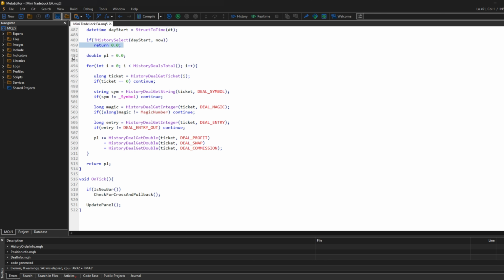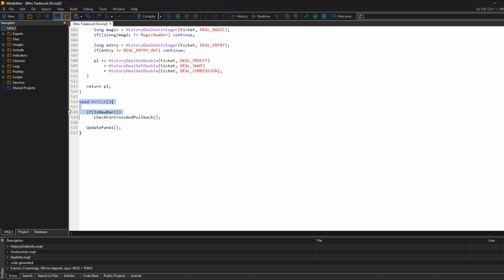Next, we create a profit loss variable and start it at 0. Then we loop through all deals for the day. For each deal, we check the ticket, symbol, magic number, and entry type. We only want closing deals for the EA on the current symbol. If the deal matches, we add the profit, swap, and commission to the total, and then at the end we return today's total profit or loss.